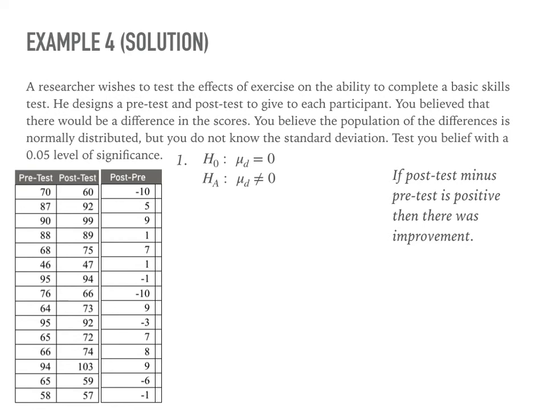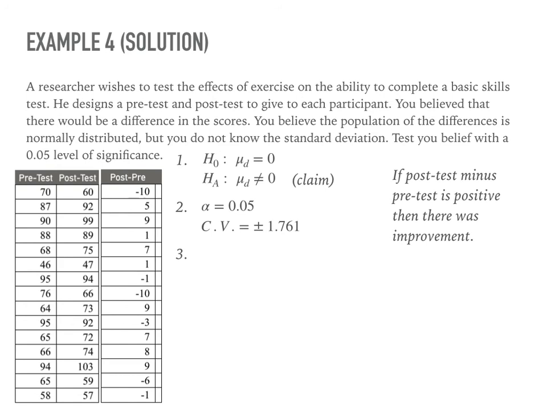So the hypotheses are that the mean of the differences equals 0 for the null hypothesis, and the mean of the differences is not equal to 0 for the alternative hypothesis. The alternative hypothesis is the claim. This is a two-tailed test, so our critical values are positive and negative 1.761. Our level of significance was 0.05.